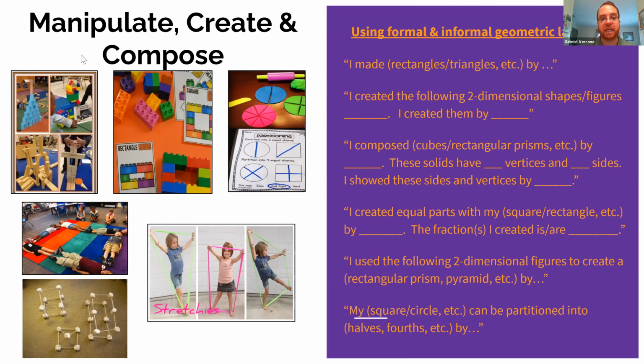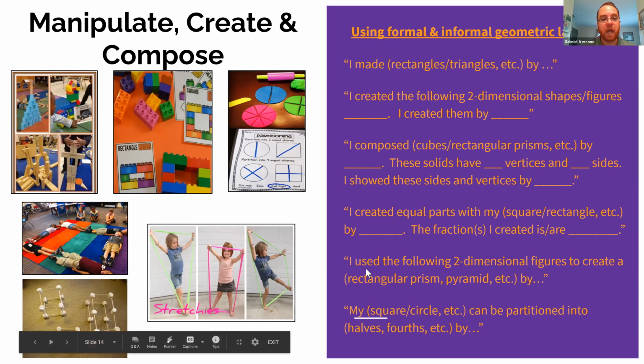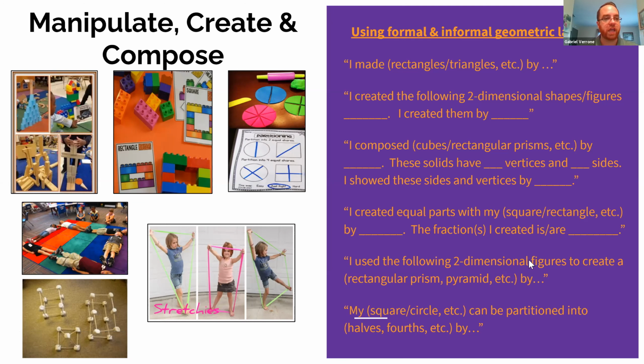But for the older kids that can write, you want to look at a more complicated stem, right? I created equal parts with my square by cutting it into 4 pieces. The fractions I created are fourths, right? Or I used the following 2-dimensional figures to create a prism, right? I used 1 square and 3 triangles, whatever it might be, okay?